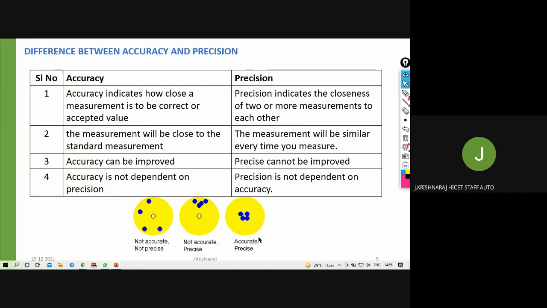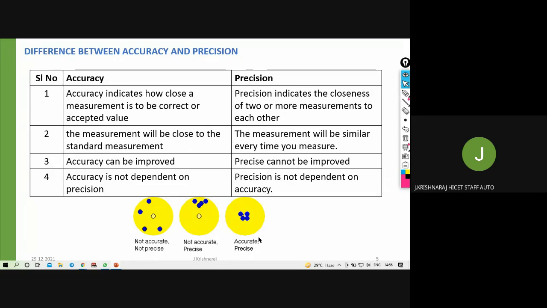When you are measuring a particular component, four measurements are taken, and it shows 9.91, 9.92, 9.93, and 9.91 again, which means that shows a precise value. But it is not accurate, because the difference is so large, with 9.3 as the maximum, right? So that is not accurate, but it has some precision, because all four readings are close together. It has a precise value, but it is not accurate.